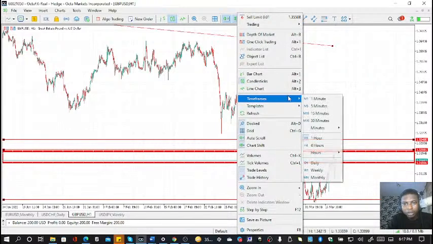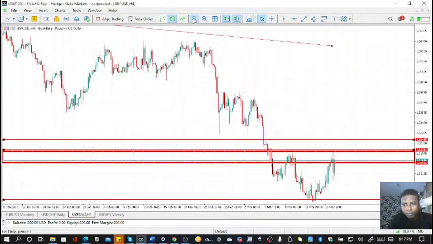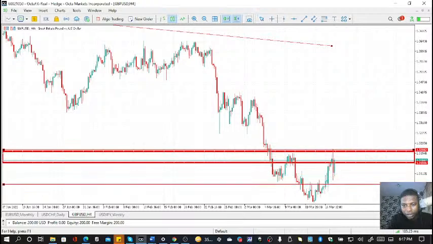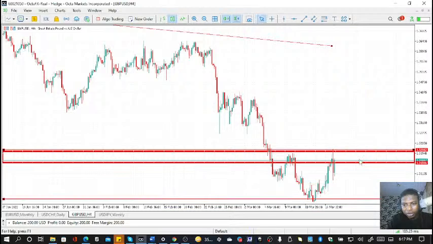Let's look at the next 4 hours. Very good. So I put my stop loss at this level, and I put my take profit here or here. So let's do that now. I'm setting my sell limit.